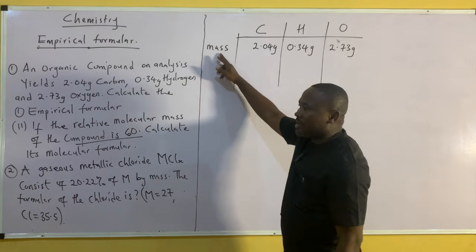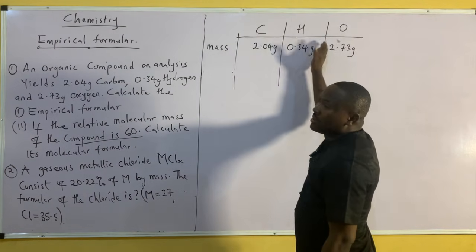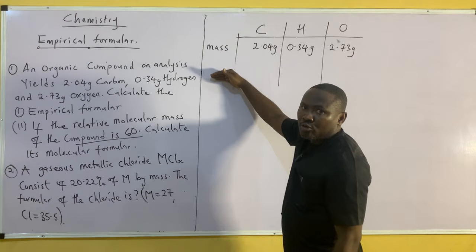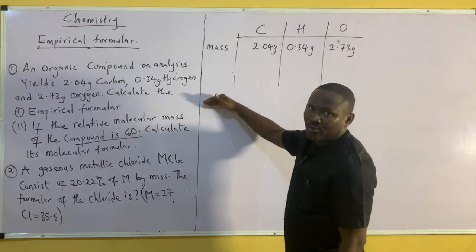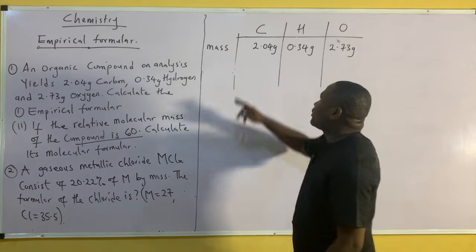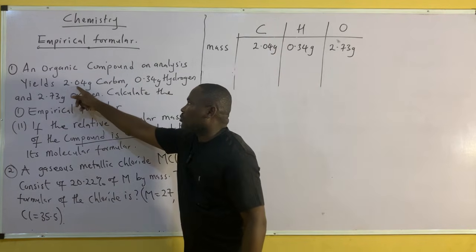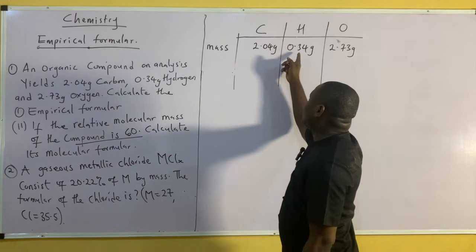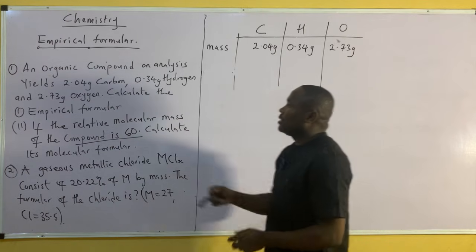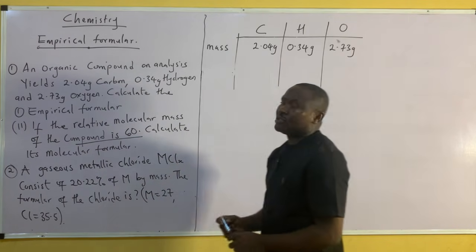Now, in solving empirical formula, you go in steps. First, identify the mass of the elements. Second is the mole. Third is the mole ratio. The mass of carbon is 2.04, the mass of hydrogen is 0.34, and the mass of oxygen is 2.73.